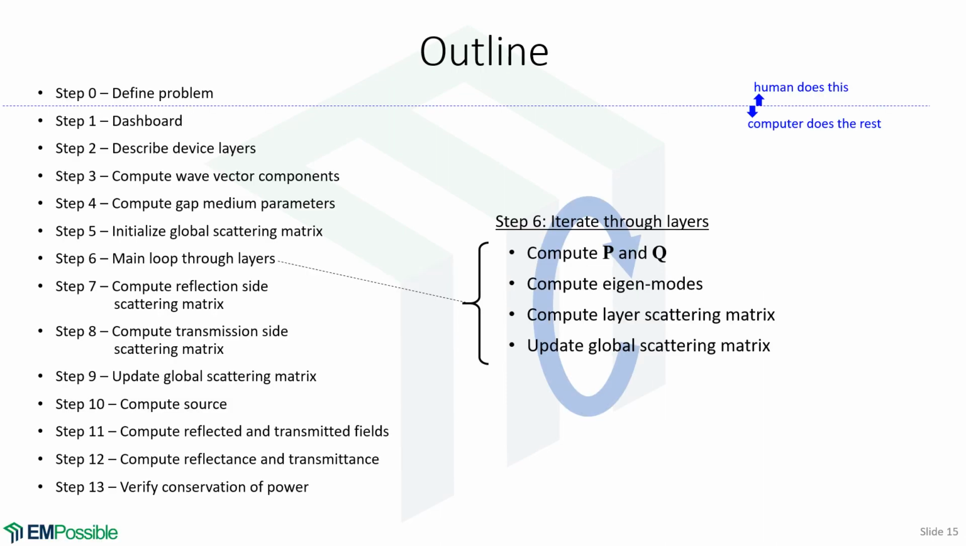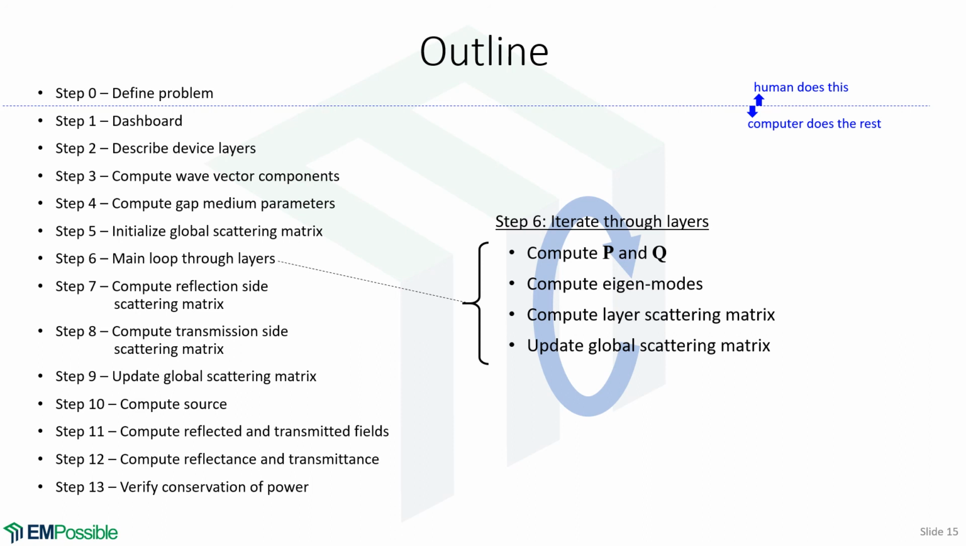Now in written form, here's what we're looking at to implement the transfer matrix method. So step 0, we're doing this on paper, we're doing this ourselves. We're defining the problem. What device is it we want to simulate? What are the material properties? What are the dimensions? What do we want to learn?